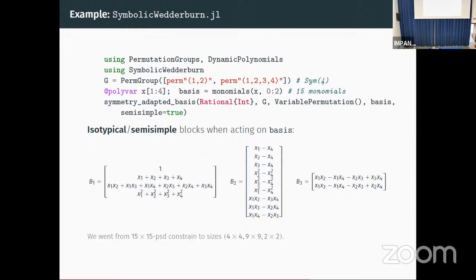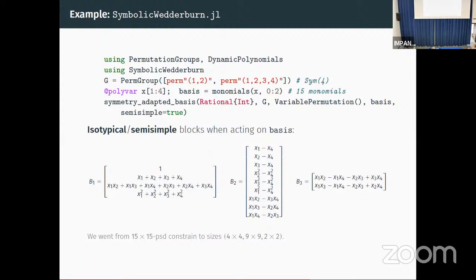Okay, so here is the problem that we have: this symmetry group of 4 letters. This group acts by variable permutation, so it permutes variables from x1 to x4. And the basis is the basis of all monomials of degree up to 2. There are 50 of them.